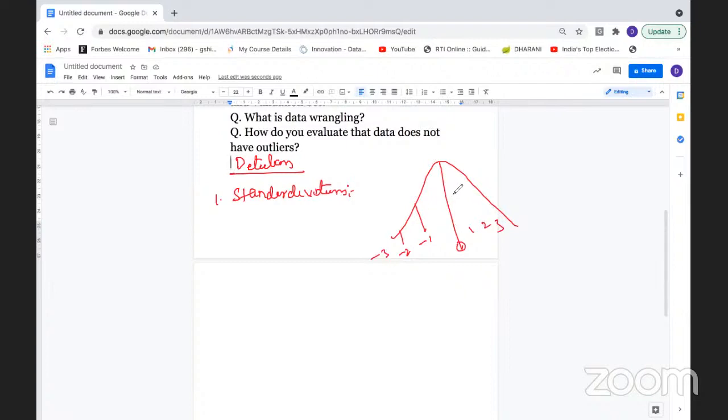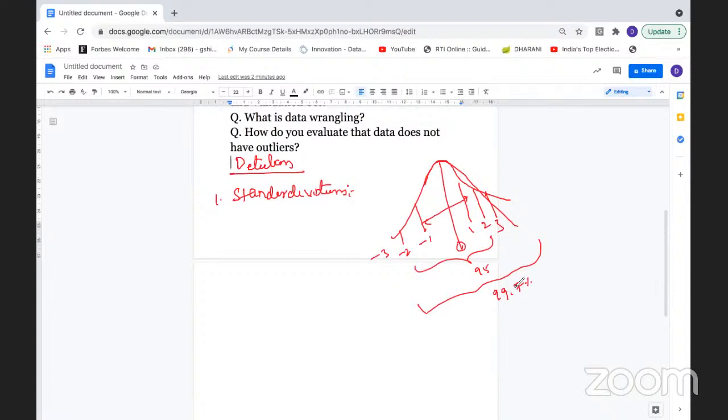So this region is 68, right? The next would be 95 and the next is 99.7%. So if the data distribution is approximately normal, the data lies within one standard deviation of the mean, about 95% are within two standard deviations, and about 99.7% lie within three standard deviations.